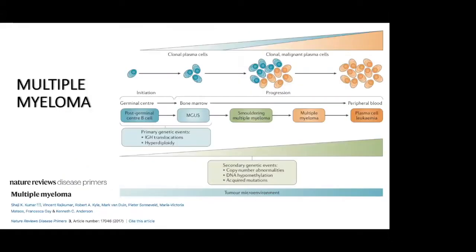But we know the application of whole body MRI better in multiple myeloma. So multiple myeloma is clonal plasma cells that are proliferating. Often it starts with MGUS, which is a benign entity. It's not malignant at that point. A subset of those will progress to a smoldering multiple myeloma, at this point still not truly malignant. And of that, about 10% will then further progress into multiple myeloma.